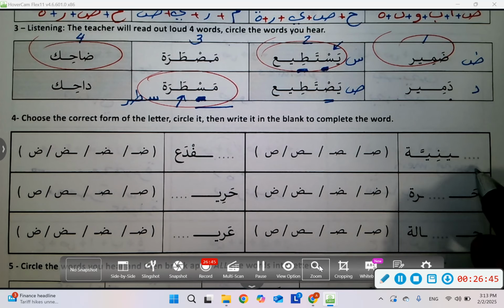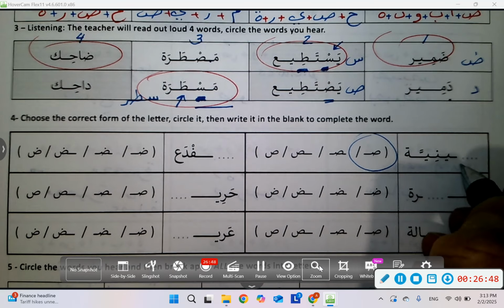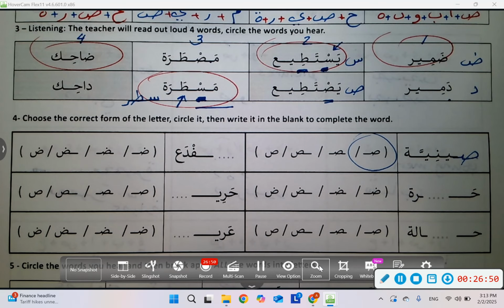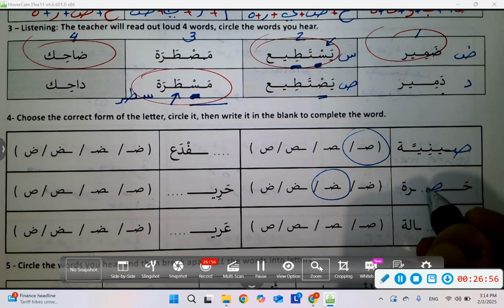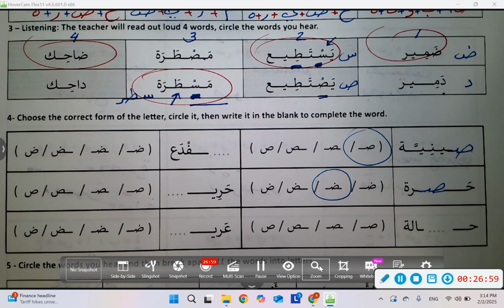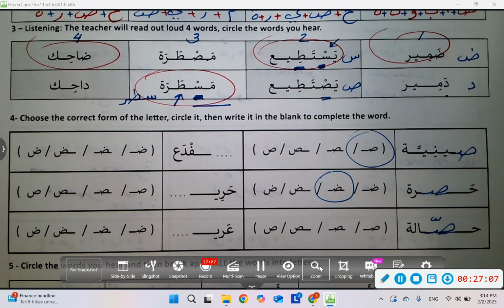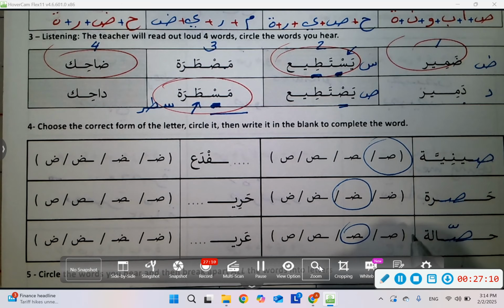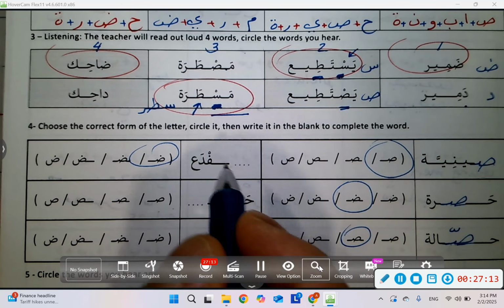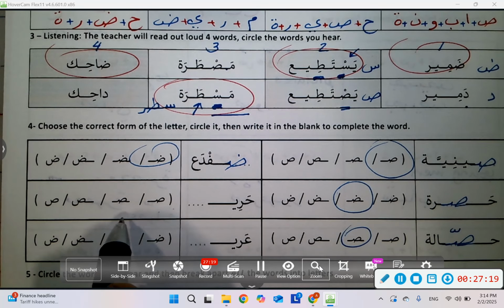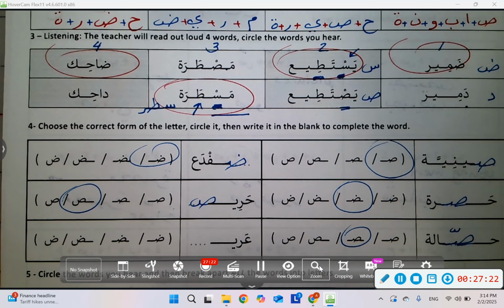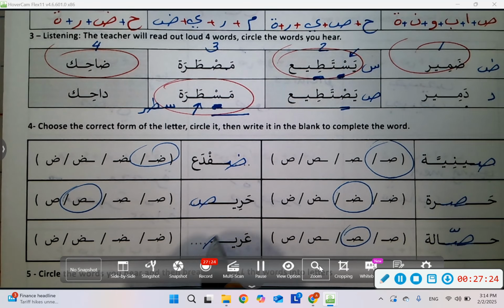Sad at the beginning of the word. Sad. Dad in the middle. حاضرة. In the middle. ضفدع. حريص and عريض.